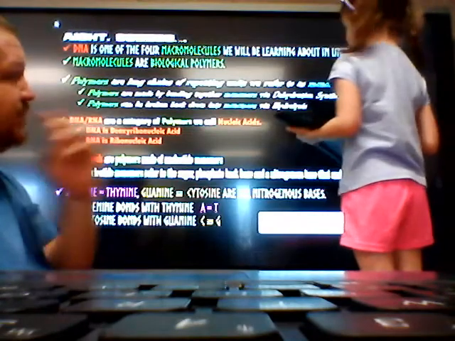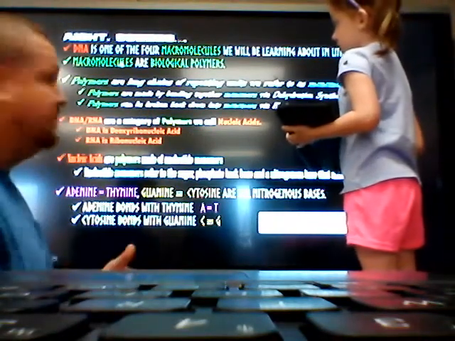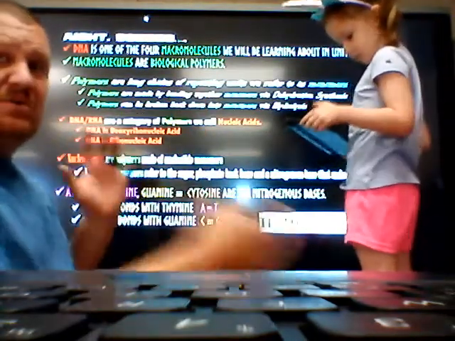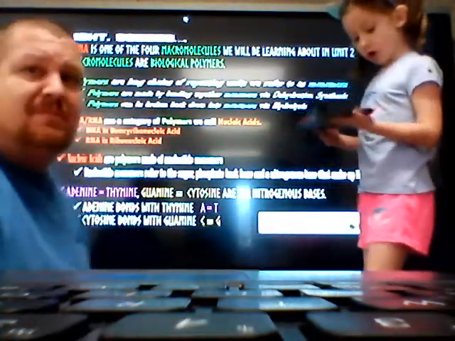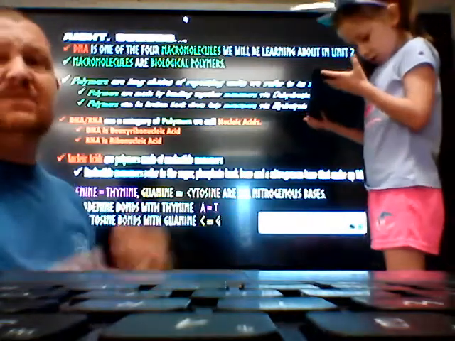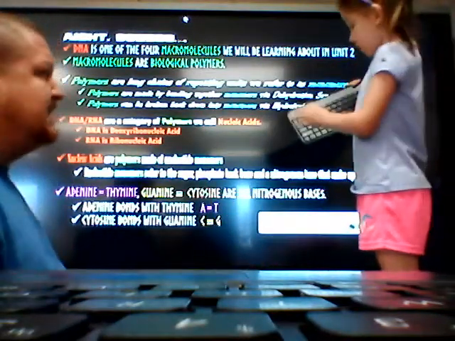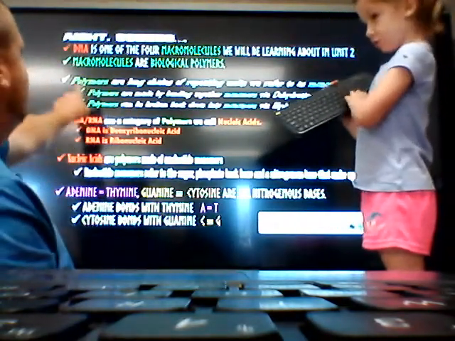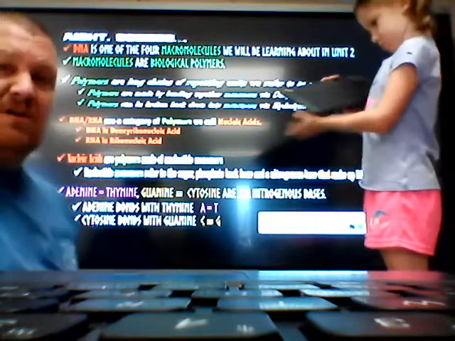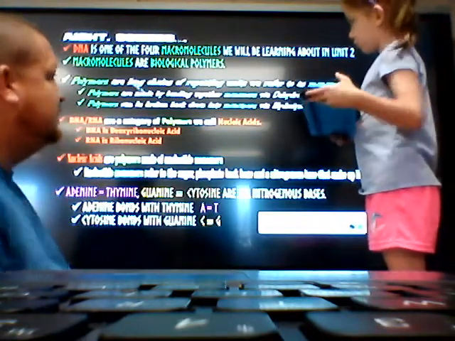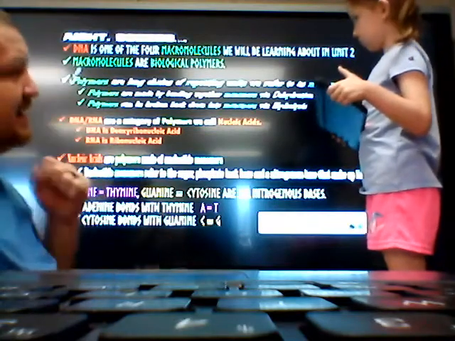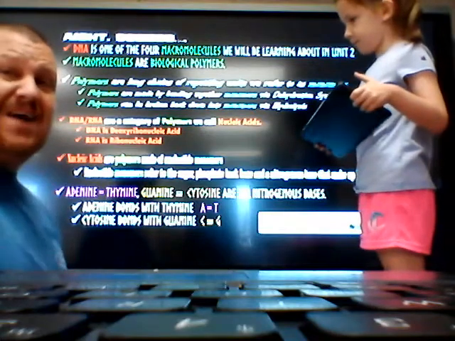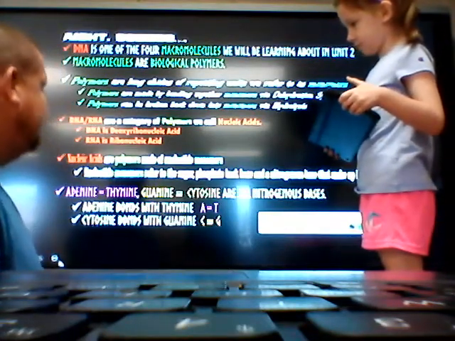So DNA is one of 4 macromolecules we'll be learning about in Unit 2. Macromolecules are biological polymers. We know what a polymer is now, right? A long-chain molecule. When we say a biological polymer, we just mean life. Things that are living. These polymers are inside of it, or they're essential to those processes of life. Polymers are long-chain repeating units we refer to as monomers. Polymers are made by bonding these monomers together by dehydration synthesis. Polymers can be broken down into monomers by hydrolysis.